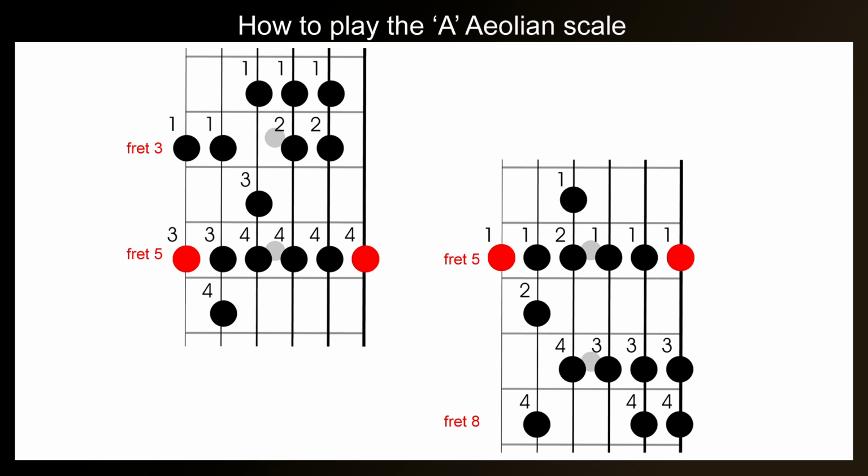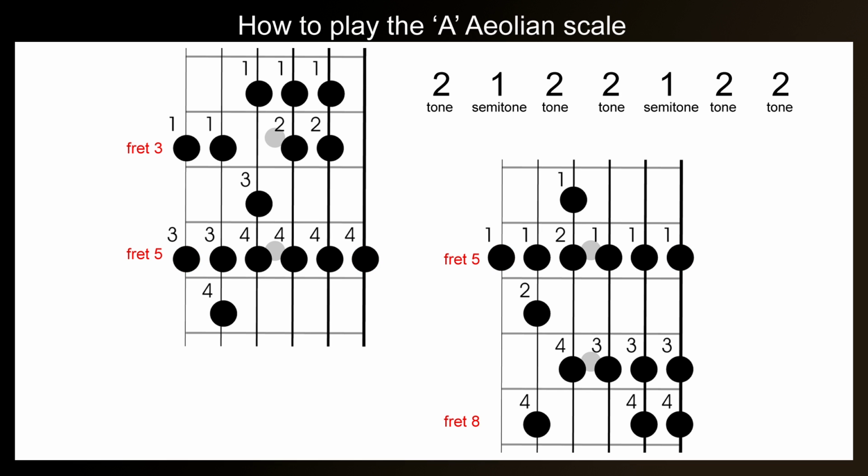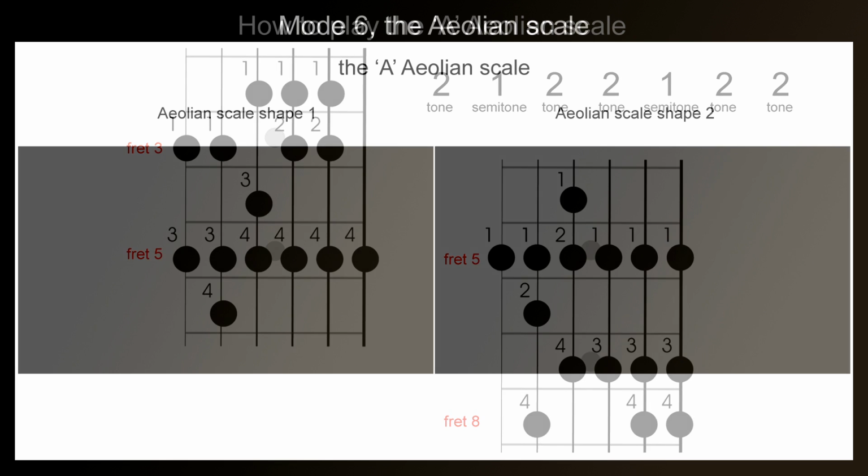Even though these two scales have completely different shapes, the pattern of intervals or semitones remains the same, and that pattern is 2, 1, 2, 2, 1, 2, 2. So, before we go any further, I'll play these two scales on top of each other so you can hear that they're more or less identical.